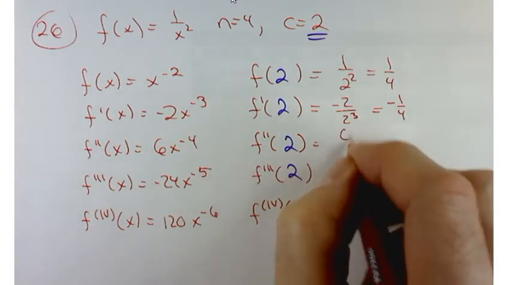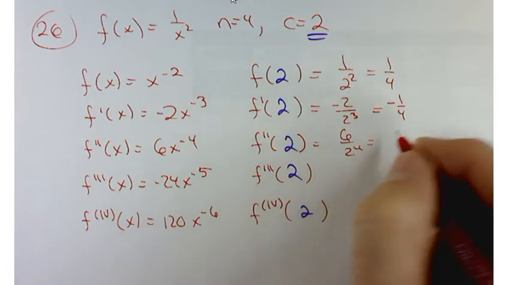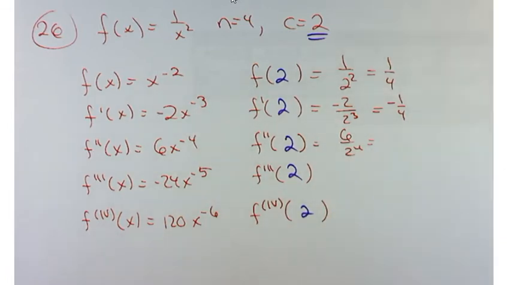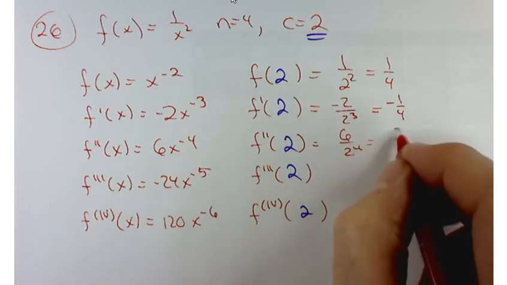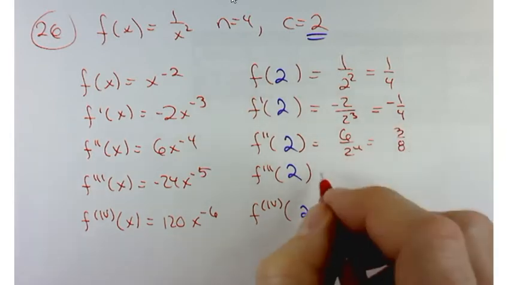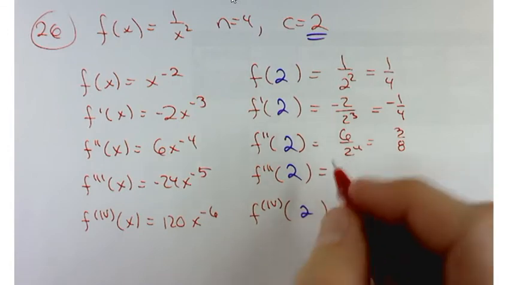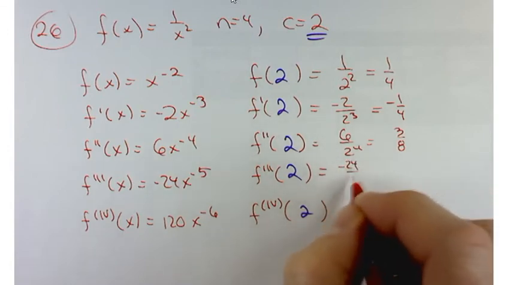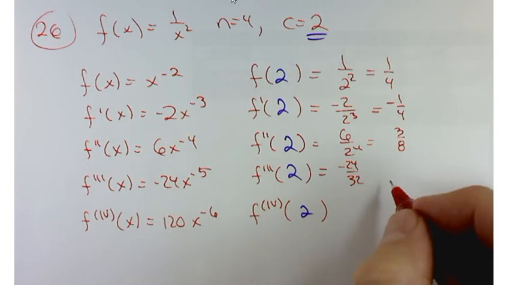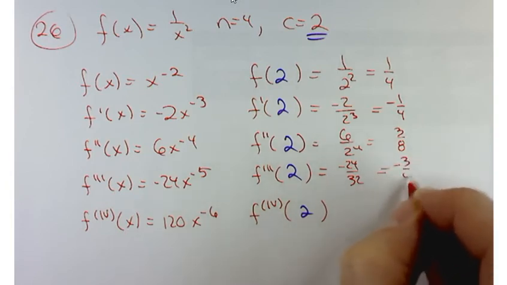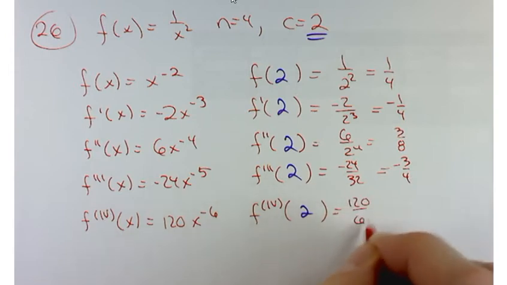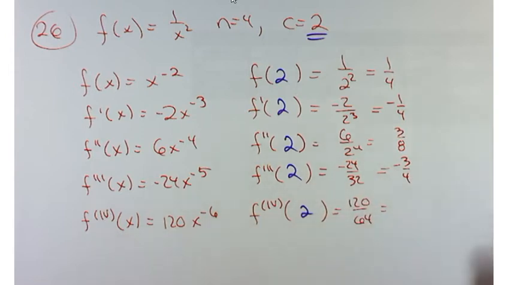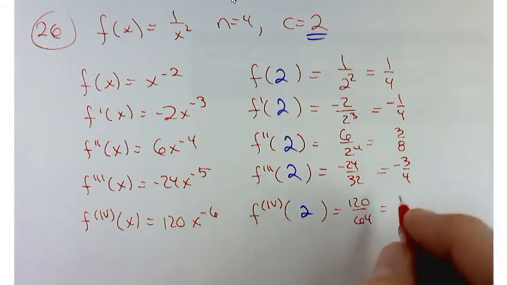Here I'll get 6 over 2 to the fourth. So 6 over 16 reduces to 3/8. Negative 24 over 2 to the fifth, that's 32. So negative 3/4. And the last one is going to be 120 over 64, which 8 goes into both of those, so that's going to be 15 over 8.